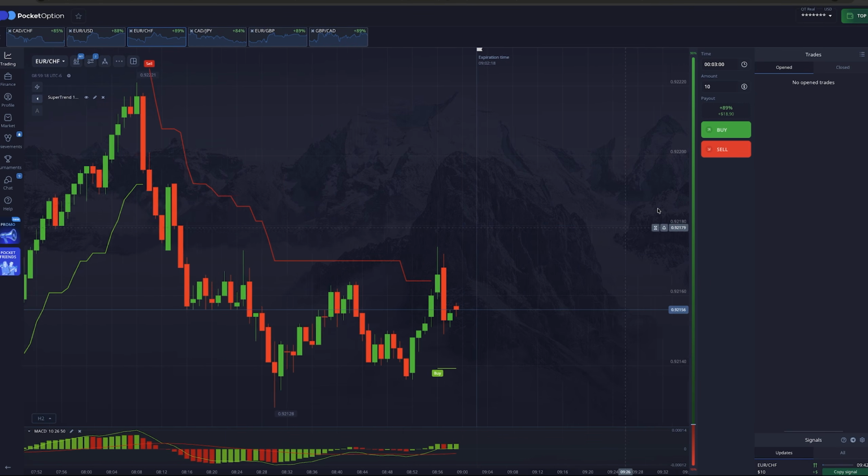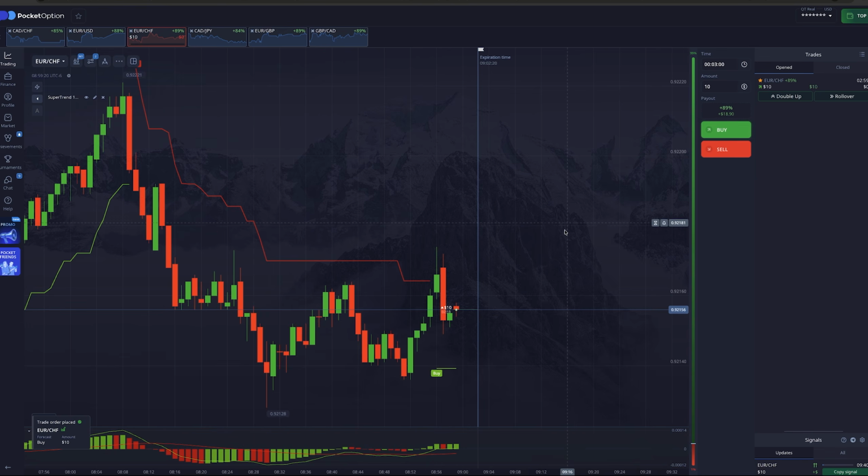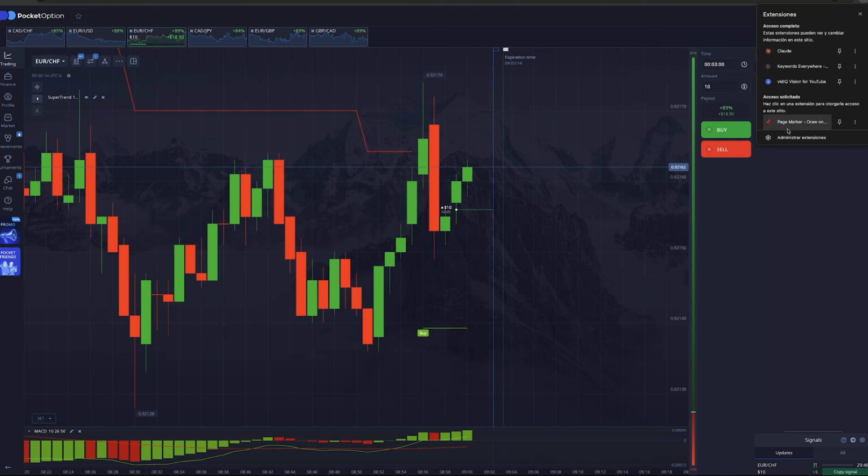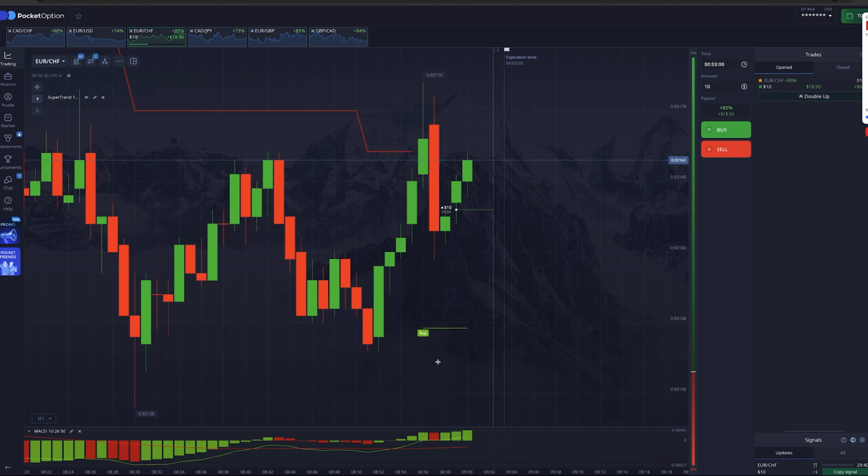Look at this one. It's a buy signal. We trade for 1 minute or 3 minutes. Let's see how this strategy ends for this trade right now. Follow these simple steps. Okay, look, this trade looks really good.